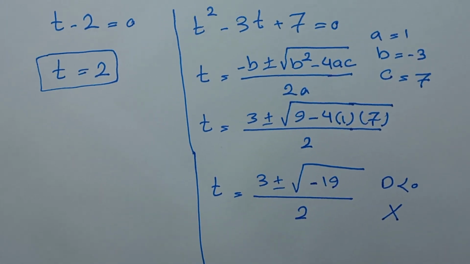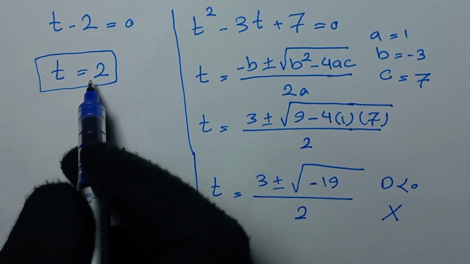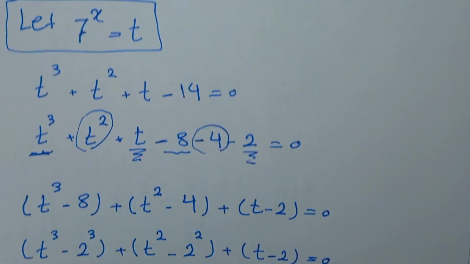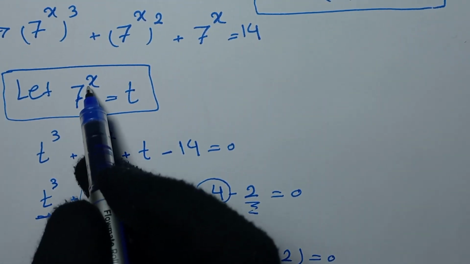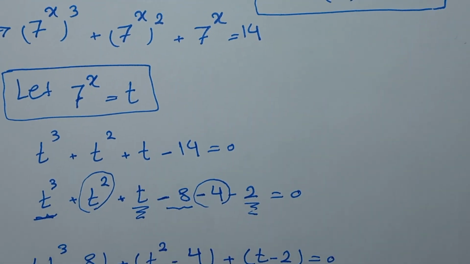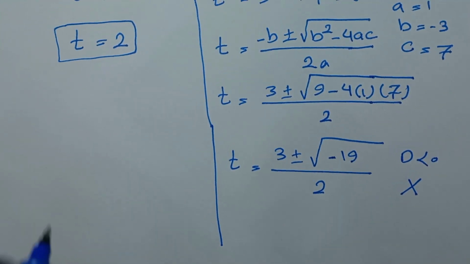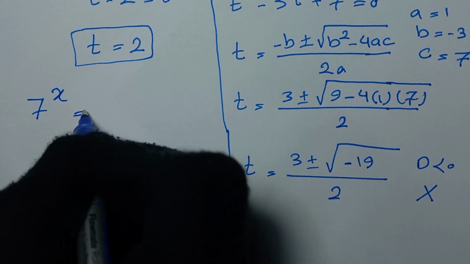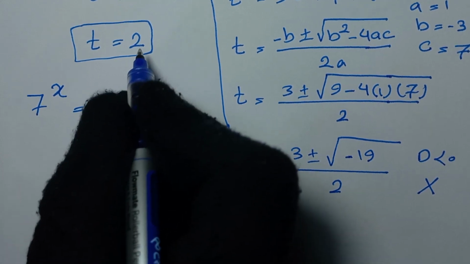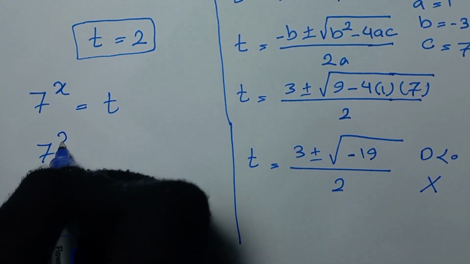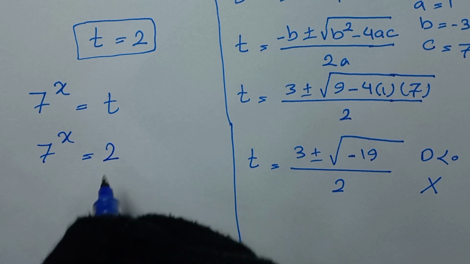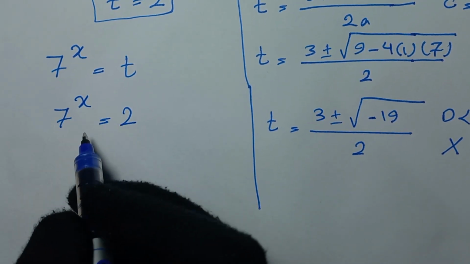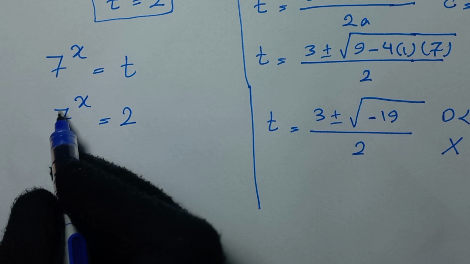And we continue with t is equal to 2. In the next step, we recall 7 to the power of x is equal to t. And t is 2, so we write 7 to the power of x is equal to 2. And in the next step, we apply log of base 7 to both sides of the equation.